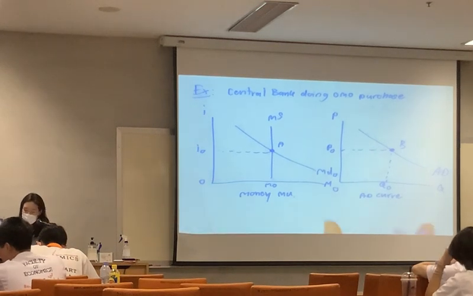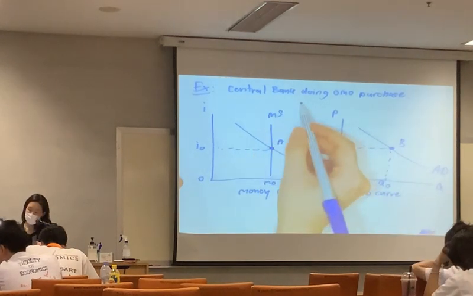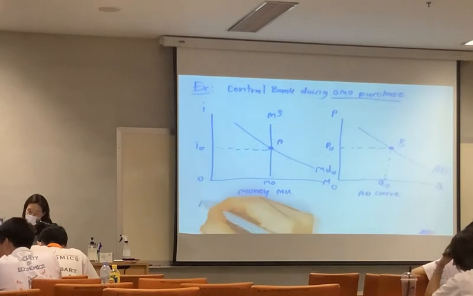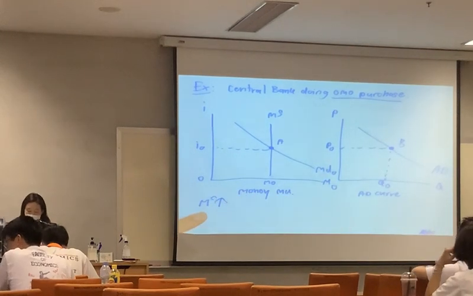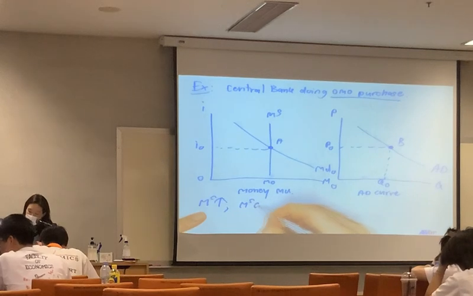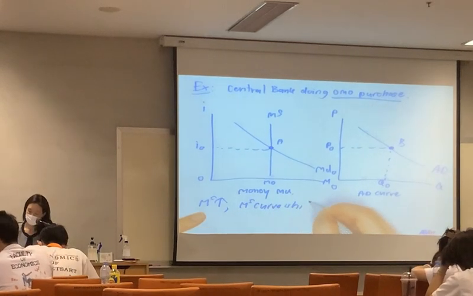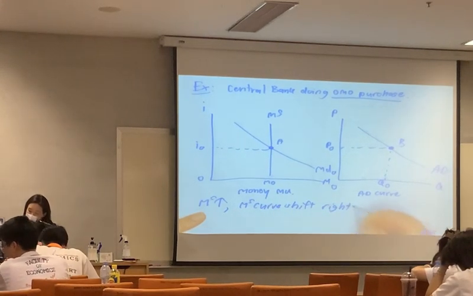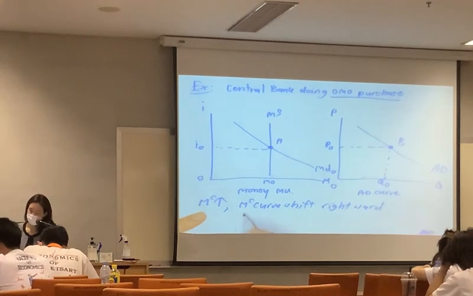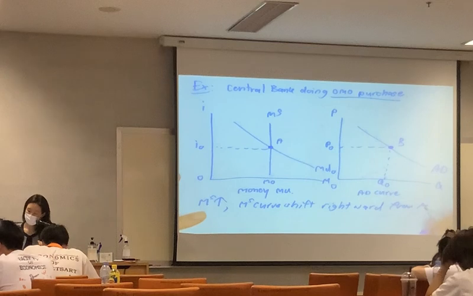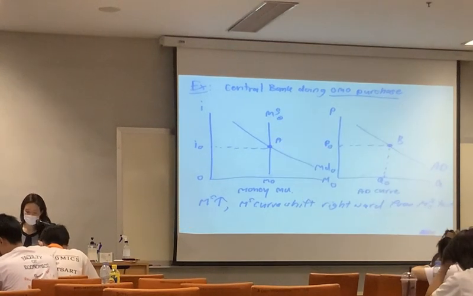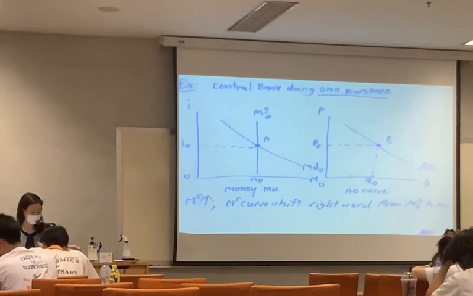Now, when the central bank buys or sells bonds, it makes the money supply increase. So that's why the money supply curve will shift rightward. You can say it shifts from what level to what level. You say the money supply curve shifts rightward from, you can say, from MS0 to MS1. So it shifts rightward. Okay, rightward.